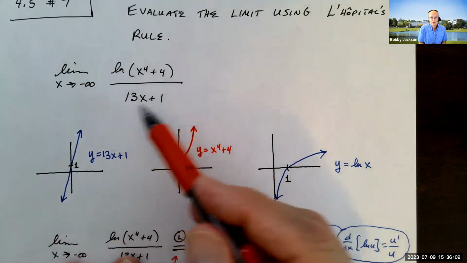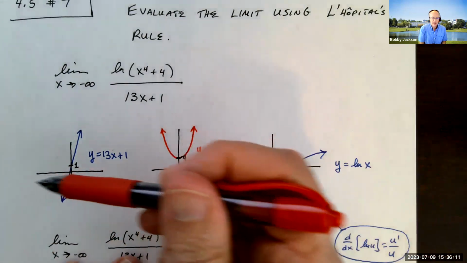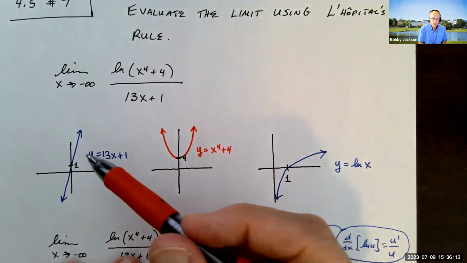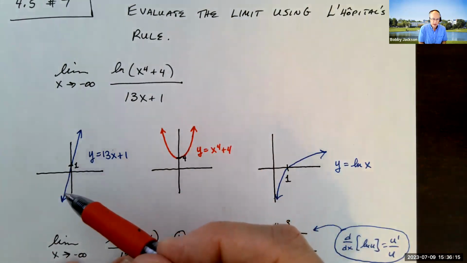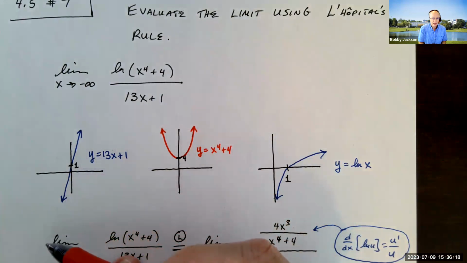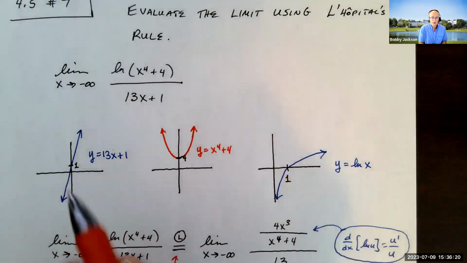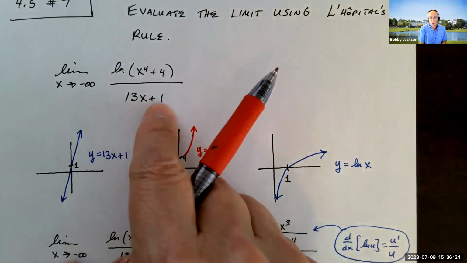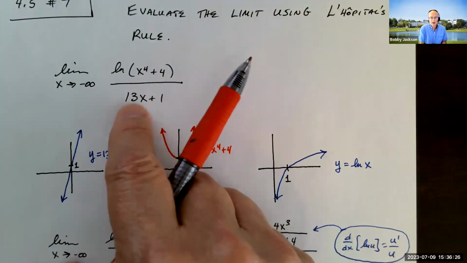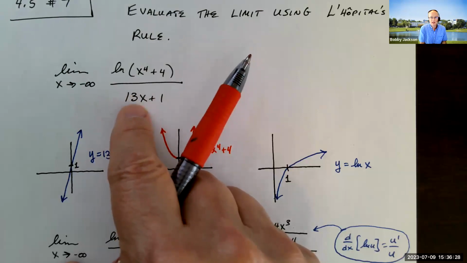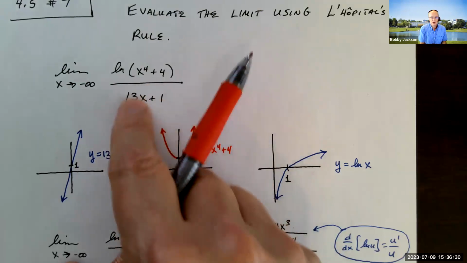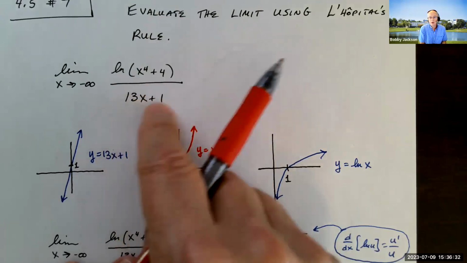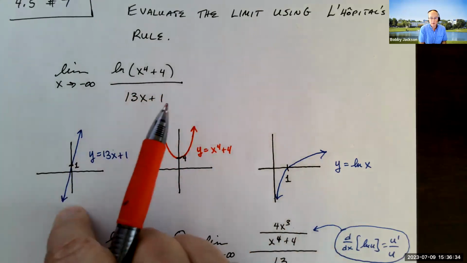What's happening to 13x plus 1 as x goes to negative infinity? So as x gets more negative, where are we going on this graph? We're going down this way. We're going down to negative infinity very rapidly. In other words, as x gets more and more negative, 13x plus 1, even though I'm doing plus 1, 13 times a negative number is a big negative number, and it just gets bigger and bigger. And so this overall is going to minus infinity. The denominator is clearly going to minus infinity.